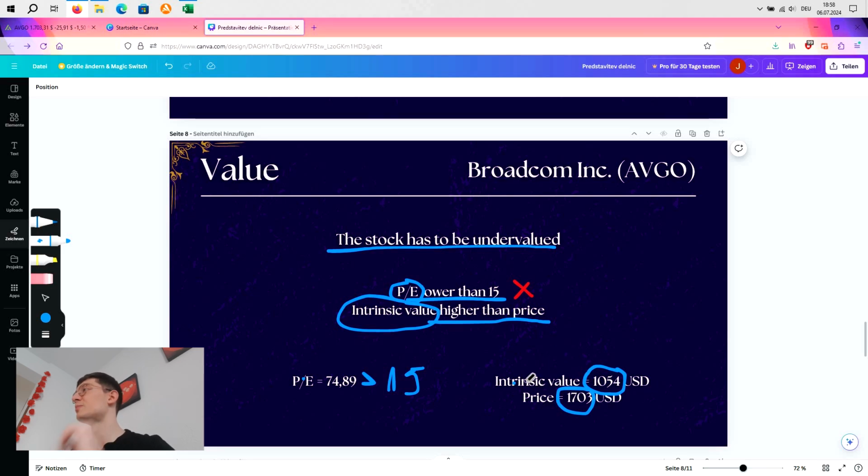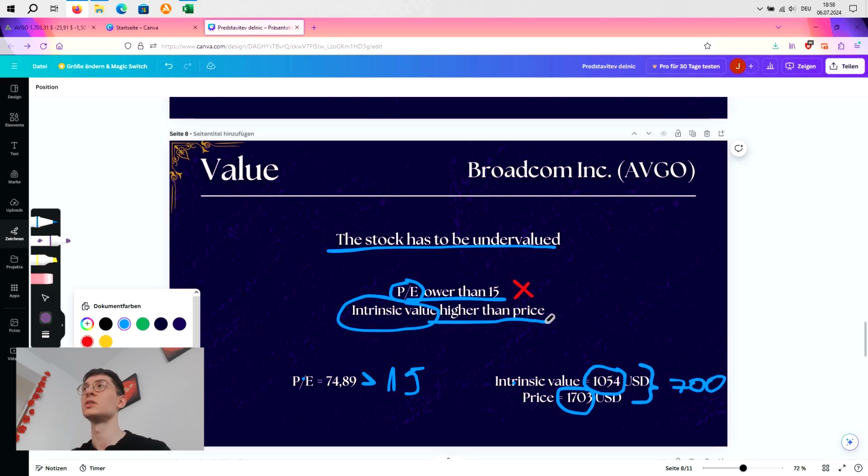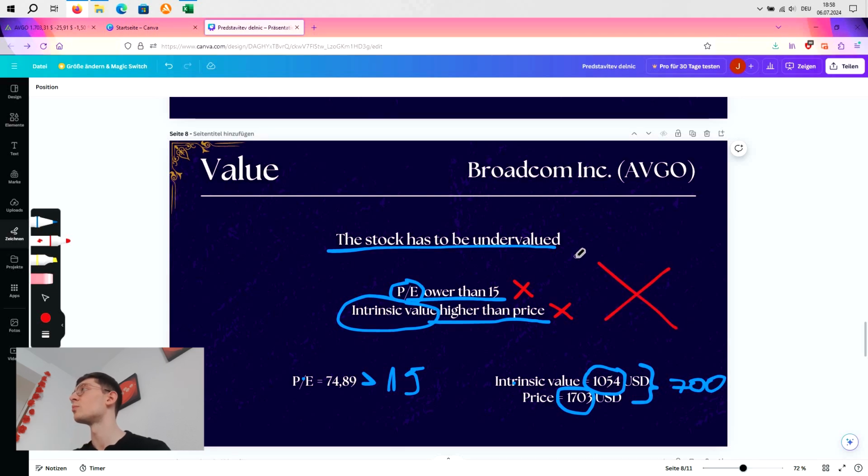So basically, intrinsic value tells you the price that the stock should have based on some calculations, but the current price is just the current price, literally as that, okay? So bro, that means that in terms of the intrinsic value, the current stock is 700 euros more overvalued than it should be, okay? So 700 more than it should be. So in terms of that, bro, this is also a no-go. So this company, bro, Broadcom Incorporated, is way too overvalued.